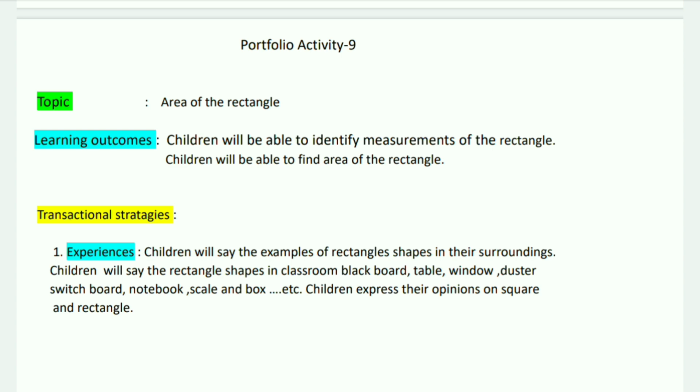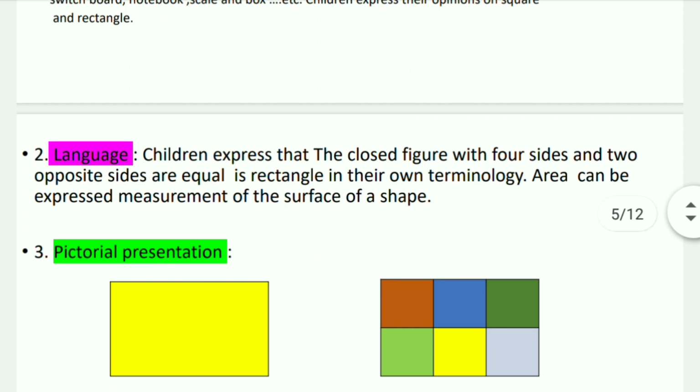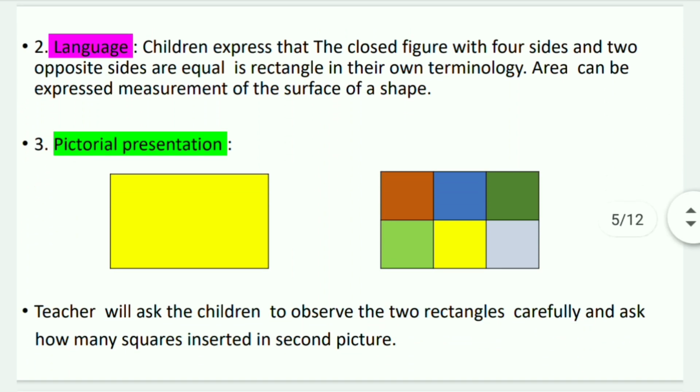Experiences: children will say examples of rectangle shapes in their surroundings. Children will say the rectangle shapes in the classroom: blackboard, table, window, duster, switchboard, notebook, scale and box, etc. Children express their opinions on square and rectangular shapes. Language: children express, in their own terminology, that a closed figure with four sides where two opposite sides are equal is a rectangle. Area can be expressed as the measurement of the surface of a shape.